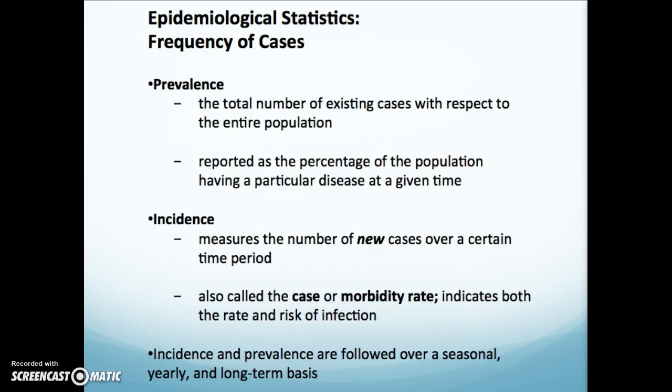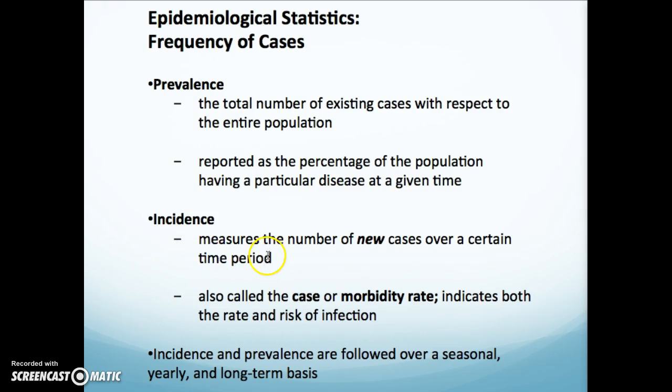So when we look at epidemiology, we're looking at things like the frequency of the case, and that would be prevalence, the total number of existing cases with respect to the entire population. And this is reported as a percentage of the population. So we might say that influenza during the month of December has an 8% infection rate in a particular population.